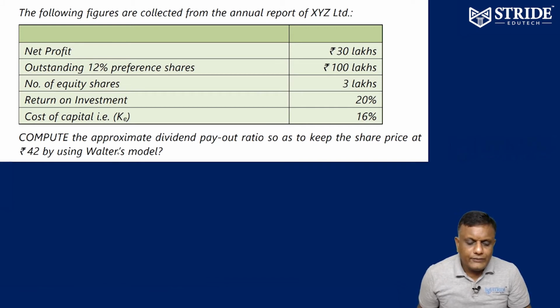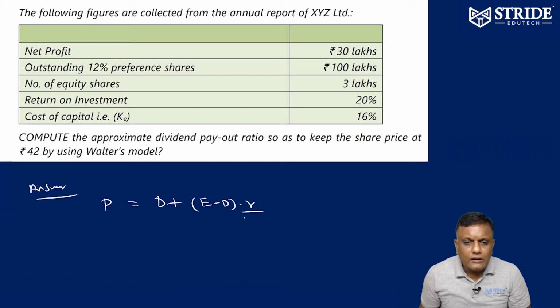Right. Now here you know the Walter formula, but some data are missing. Walter formula: P is equivalent to D plus (E minus D) into R by KE. D is dividend per share, E is earnings per share, R is rate of return on investment, KE is cost of equity.